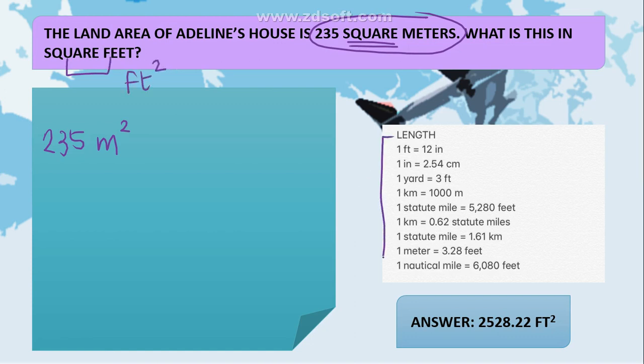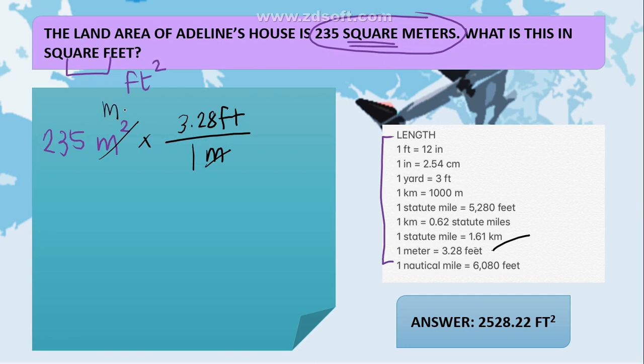Kung titignan nyo yung mga conversion factor natin dito, wala tayong naka-square na conversion factor. So, what you have to do is, you need to square the whole conversion factor para maging square yung unit. What do I mean by that? For example, we're going to convert this. Of course, you need to multiply it by a conversion factor, which is 1 meter is 3.28 feet. So, if you will just multiply by this, na mag-isa, ang makakancel dito, makakancel to, pero may matitira pa tayong meter kasi this is squared.